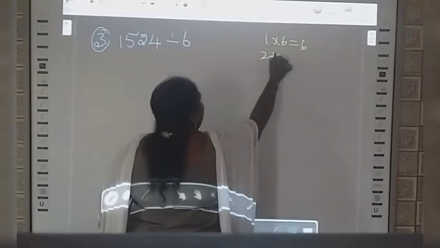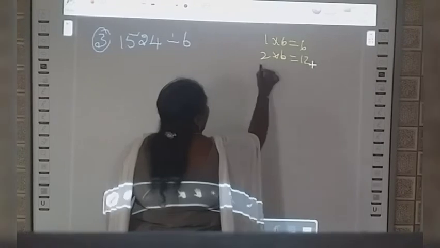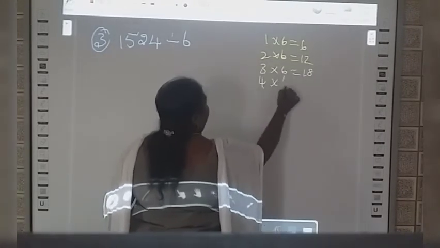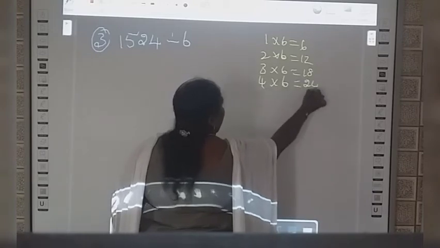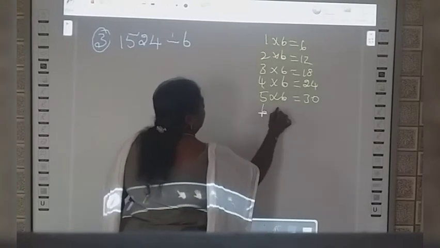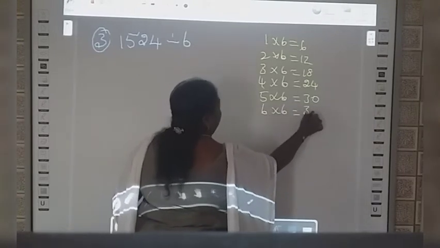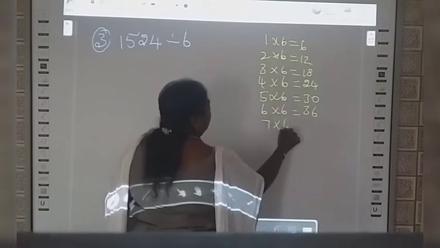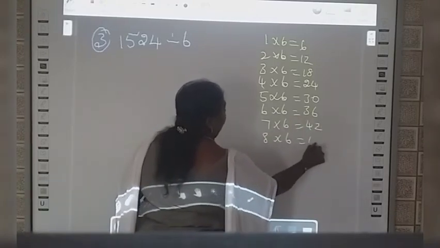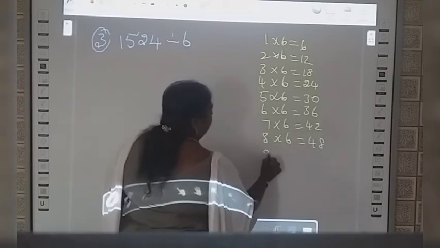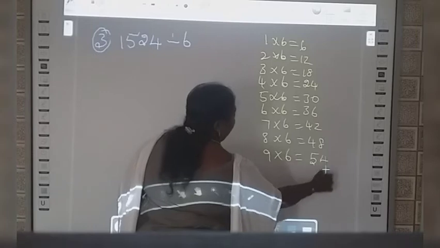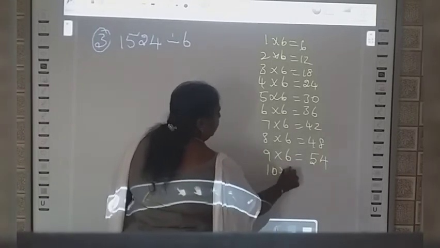1 6 is 6. 2 6s are 12. 3 times 6 are 18. 4 6s are 24, 5 6s are 30, 6 6s are 36, 7 times 6 are 42, 8 times 6 are 48, 9 times 6 are 54, 10 6s are 60.